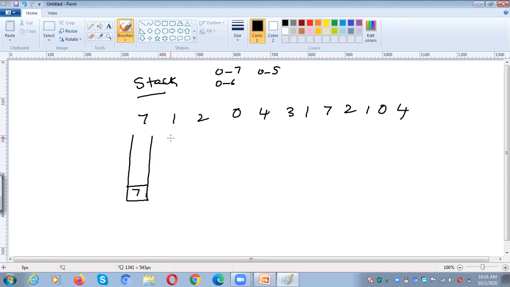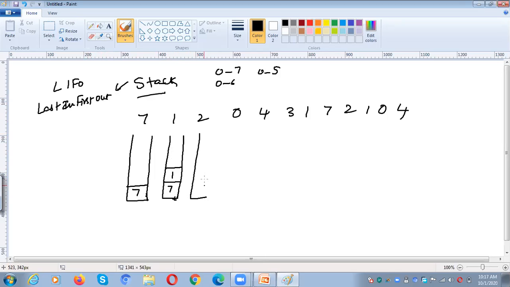So that now, 7, after which page came into the picture? 1. So stack means stack is a LIFO. What is LIFO? Last in, first out. So whatever enters first will obviously be at the last. So after 7, next 1 came into the main memory.